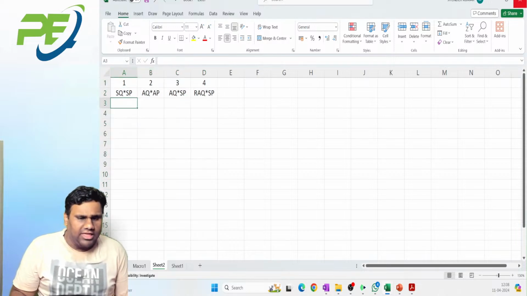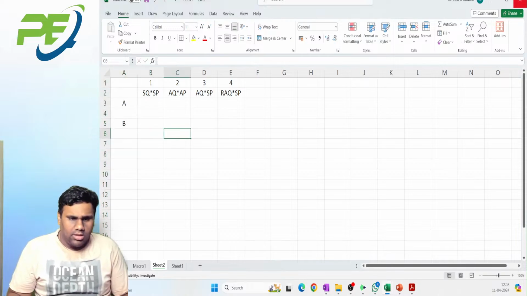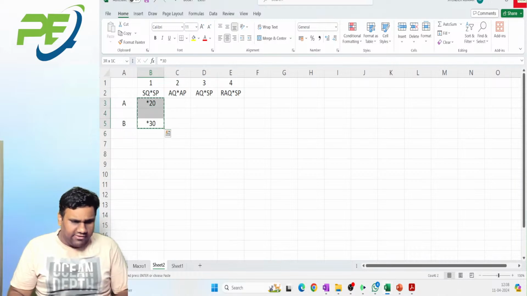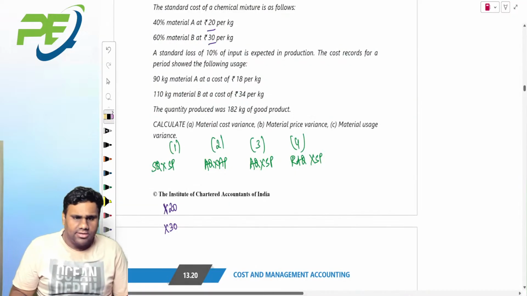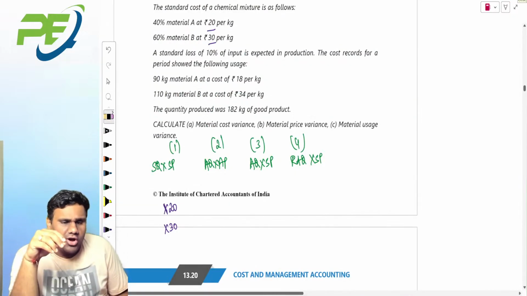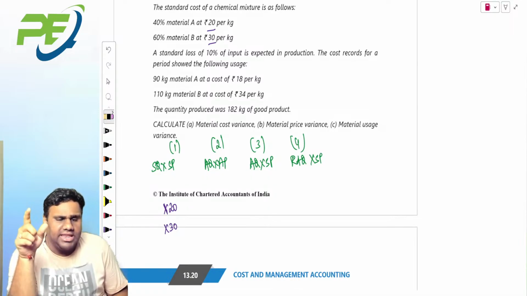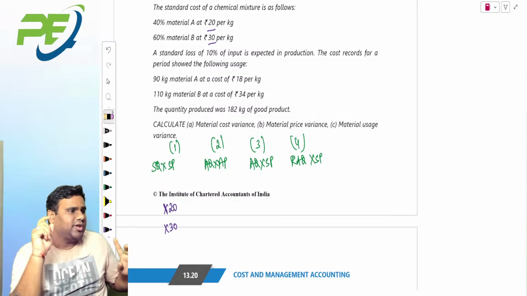Okay. Now SP we have found out for material A and material B. So A and B, it is 20 and 30. And wherever I have SP, I'll copy paste. Okay. Then normal loss is 10%. The cost record for the period showed the following usage: 90 kg of material A at a cost of 18 and 110 kg of material B at a cost of 34.